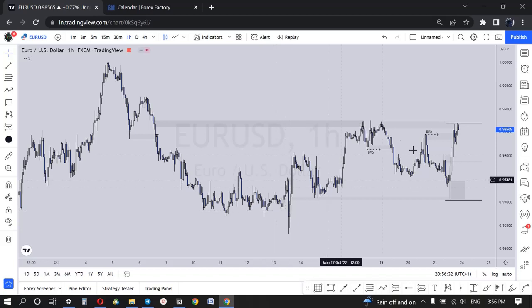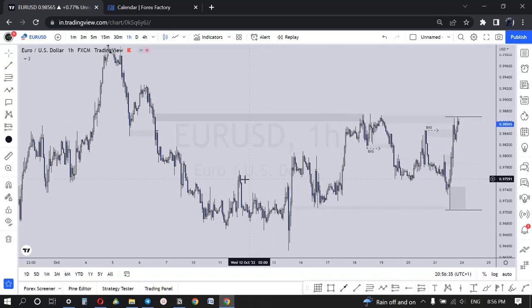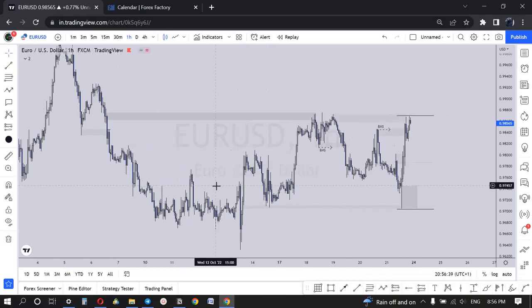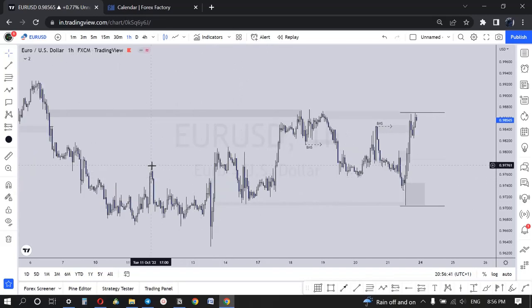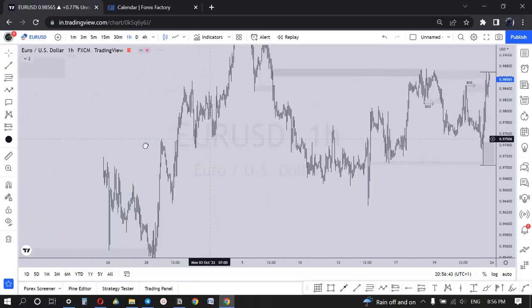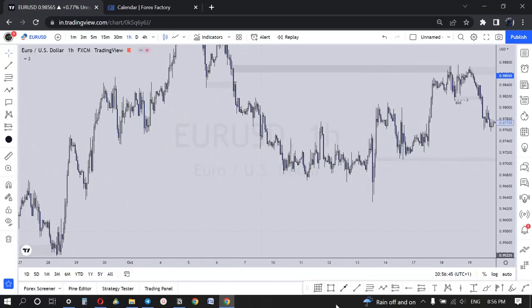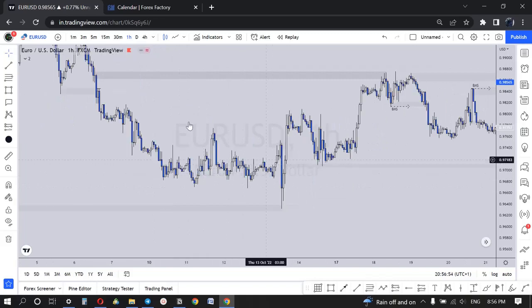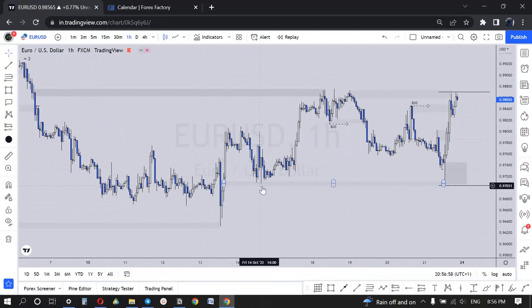Then what happened? You can see we had a break of structure right from here, because price closed above this previous lower high after mitigating this hidden order block. After price mitigated that hidden order block, we had a break of structure and a pullback, but when that pullback was occurring, we can see the kind of liquidity that they created.